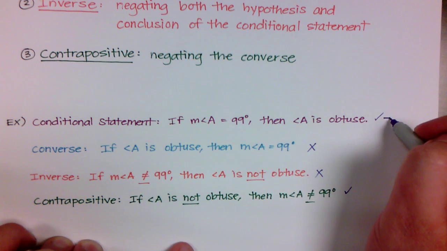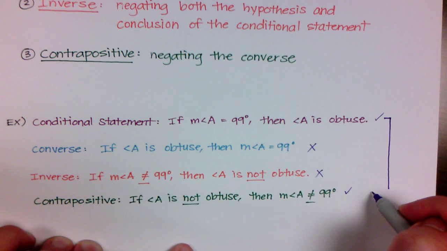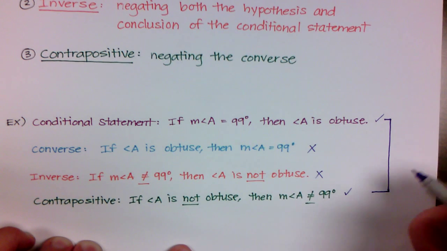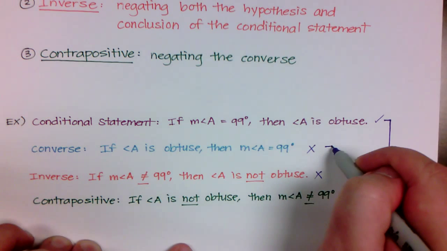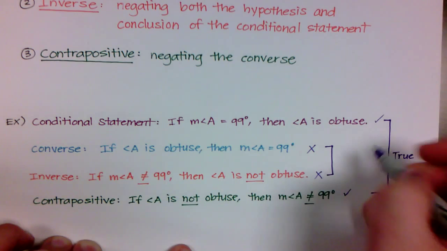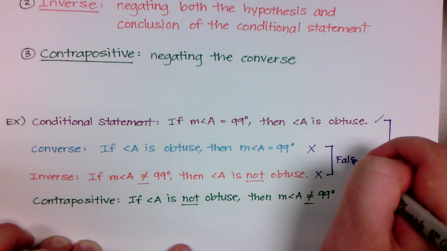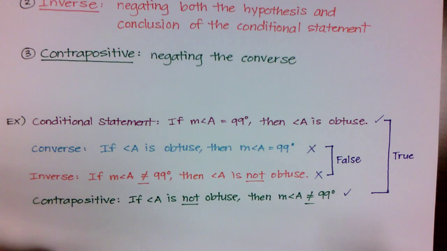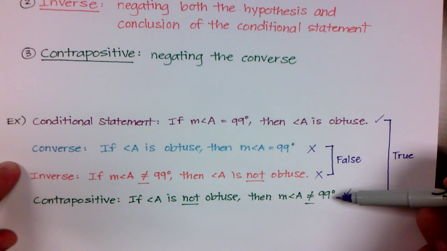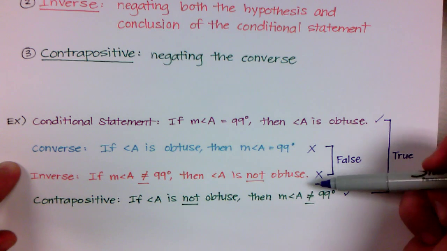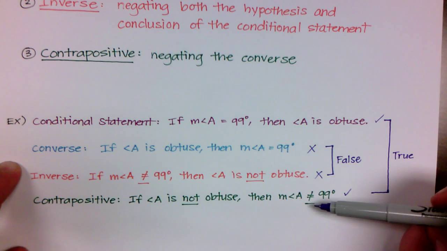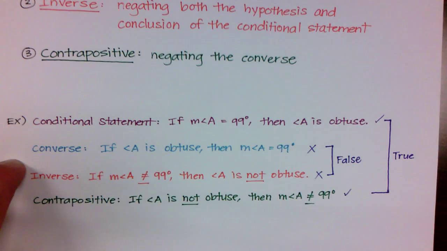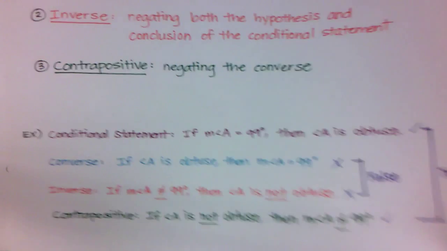So let's just take a look here. If the conditional statement is true, the contrapositive is also true. And likewise, if the converse is false, the inverse is also false. You might have some scenarios where the conditional statement and the contrapositive are both false, and the converse and the inverse are both true. So you're just going to notice a pairing between the conditional statement and the contrapositive, and the converse and the inverse in every case. And what those are called is equivalent statements.